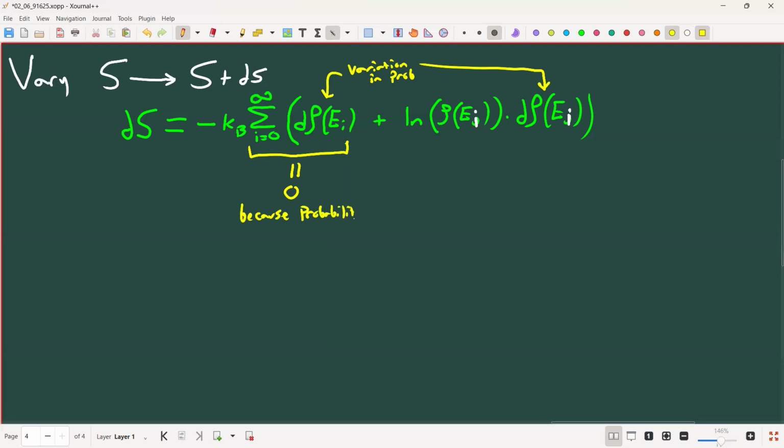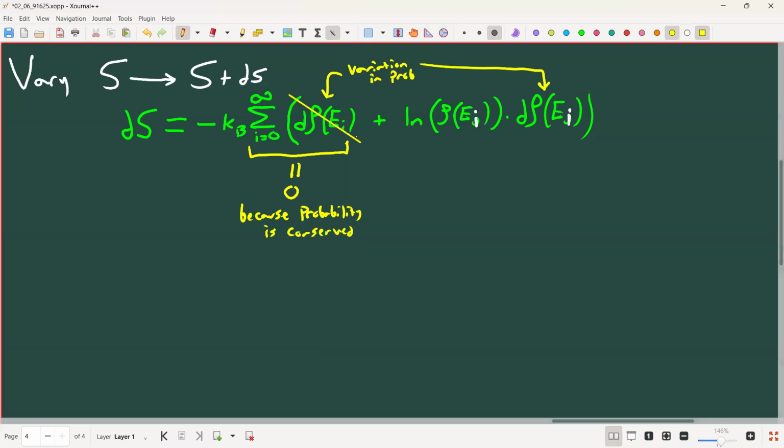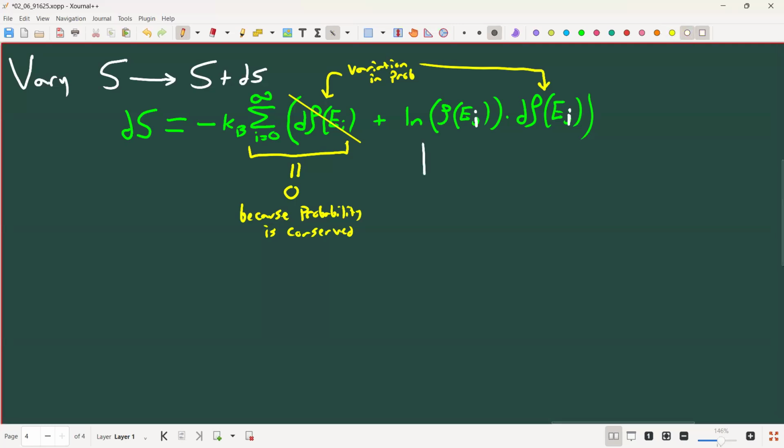Well, we can get rid of that term. And so all I'm left with now is this logarithmic term, the strange log term, times the minus k_B of the sum. And what I can do now is sub in my equation for the probability.